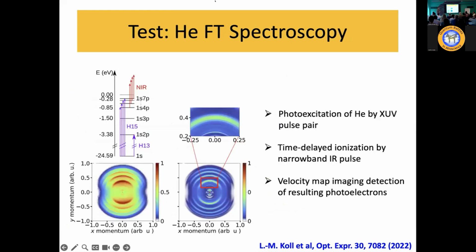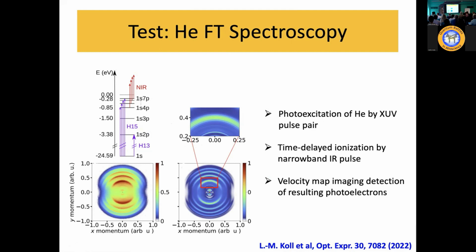What I want to show you here is an experiment that we have used to characterize this interferometer and to convince us that it's really suitable for our experiment. It's actually a very simple experiment where we've taken the helium atom and used the XUV pulse pair to excite Rydberg states of the helium atom. In this particular case, we're really just interested in monitoring the evolution of the population of these Rydberg states as a function of XUV delay.